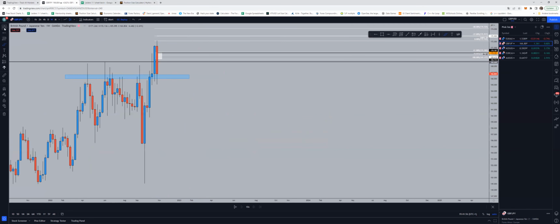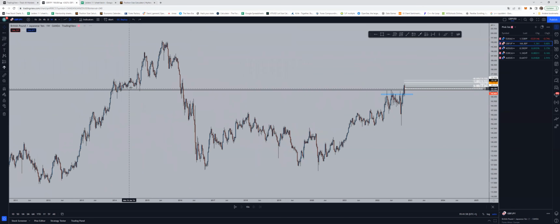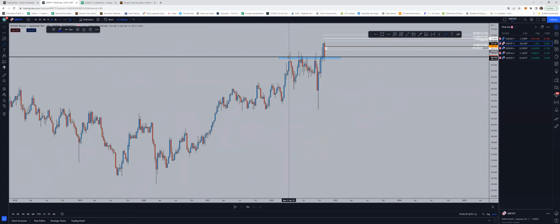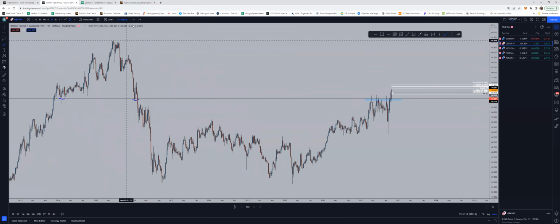So yeah, then if I look back, we had here also some support. If you look like this, we had here some support, support, and then here the resistance. So this could be a nice supply and demand zone to hold the price up.